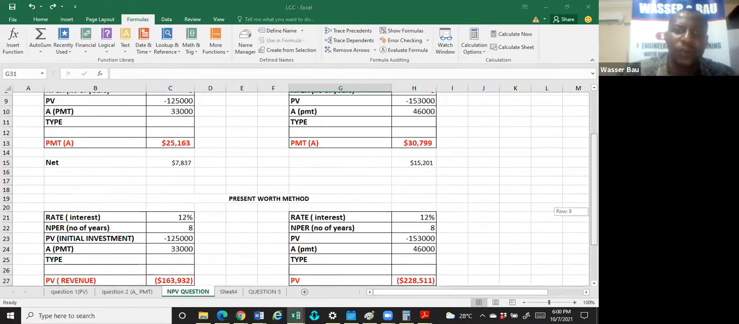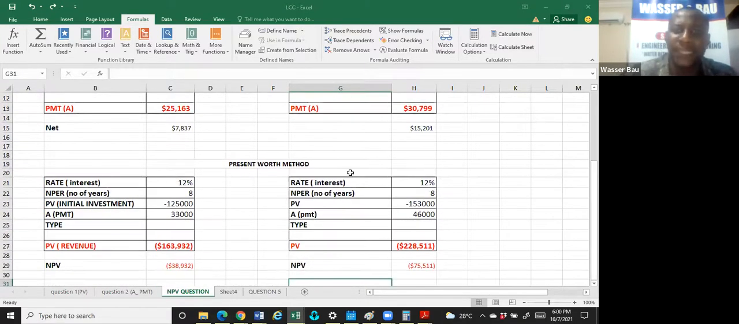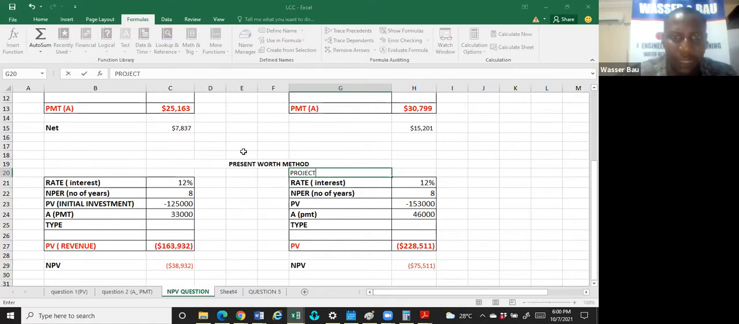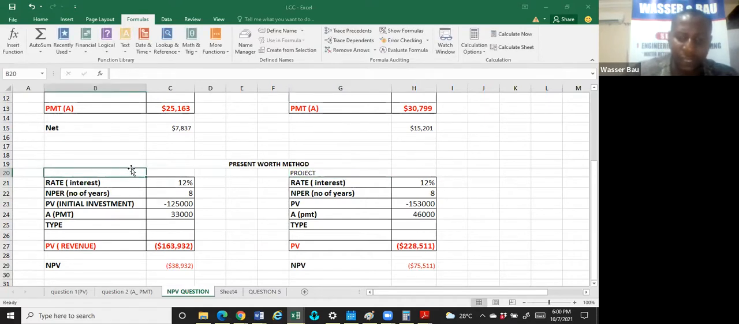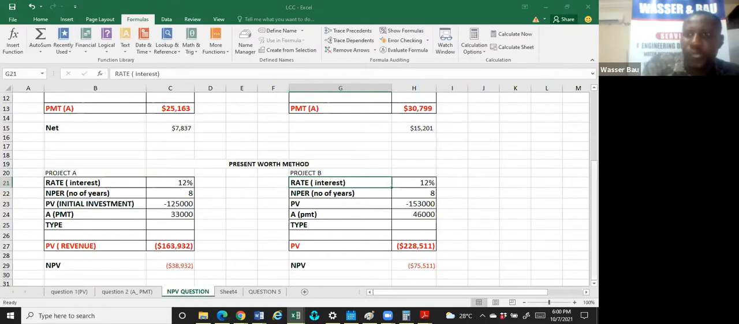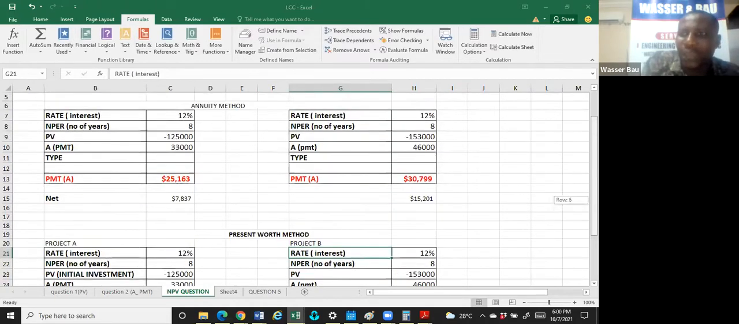Now, we have used what we call the present worth method to solve this question. There's another method we can also use, but for want of time, I might not go into it so that some of us can go home. Well, let me just show us what we can do in Excel. If you don't want to use that method, I can use the annual method.